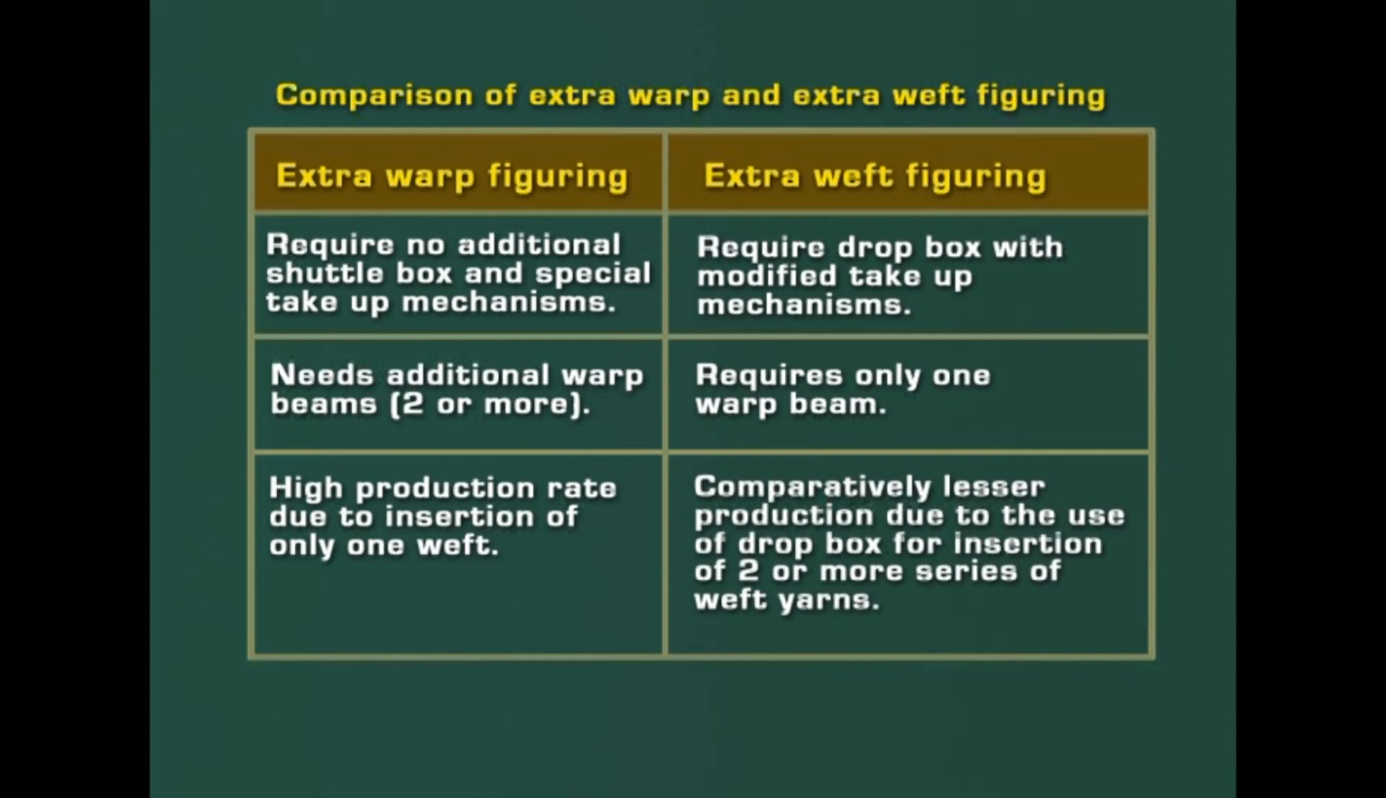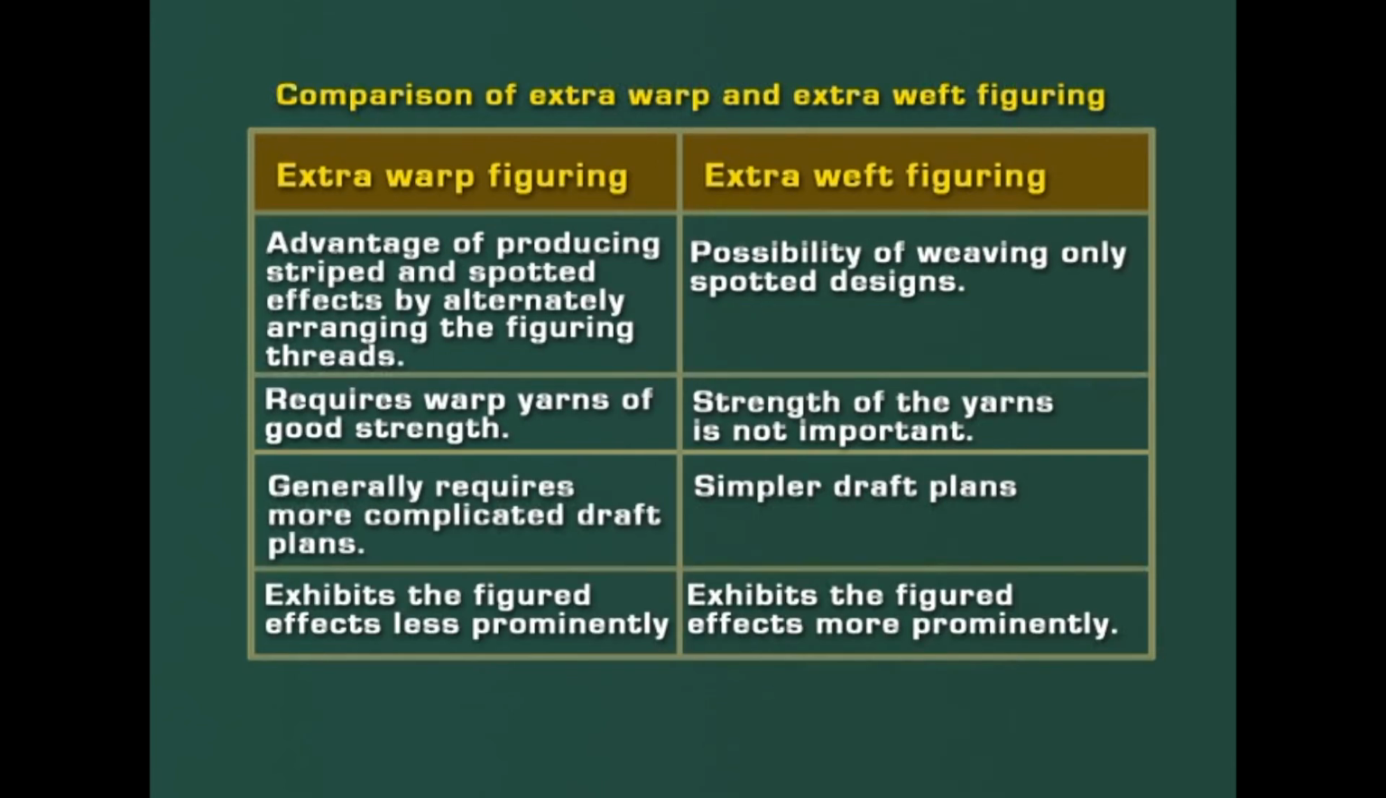In warp figuring, this facilitates high production because only 1 weft is being inserted, whereas weft figuring is going to be slow. Production will also require a lot of shuttles, and these shuttles have to be moved from one edge to the other edge, so it requires more time and the production is less. The advantage of extra warp figuring is that striped patterns and also spotted designs are possible, but in weft figuring, only spotted designs can be produced.